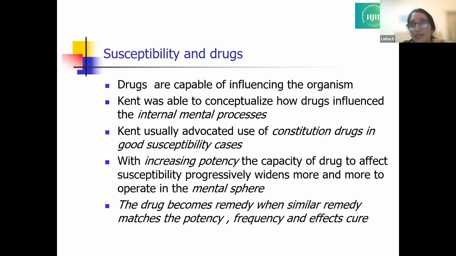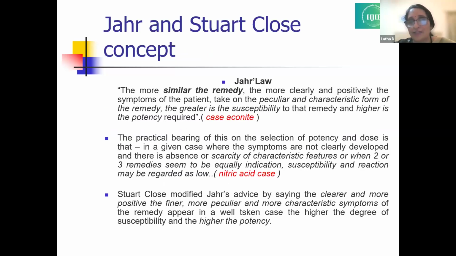Kent conceptualized how drugs influence internal mental processes. He advocated use of constitutional drugs in good susceptibility cases, and he believed that we should increase the potency. Like when 200 stopped acting in that Kali Cup case, you go to the 1M because primarily it was a case which was functional and focusing on an integrated mental process. The drug becomes a remedy when it matches the potency, frequency, and effects cured.